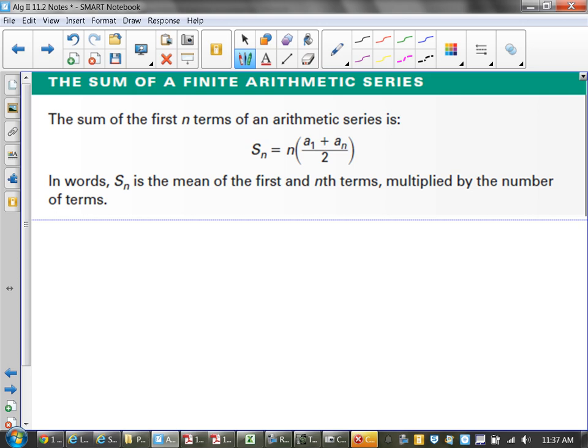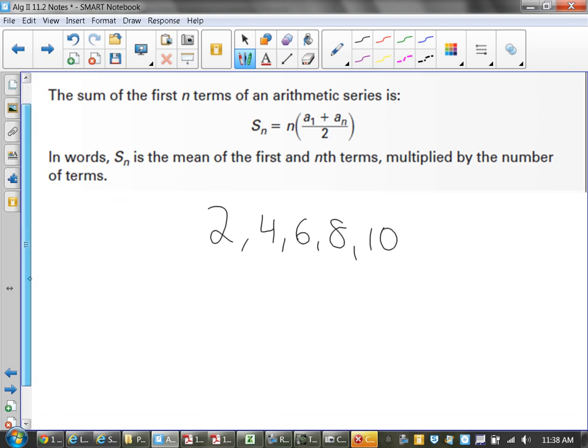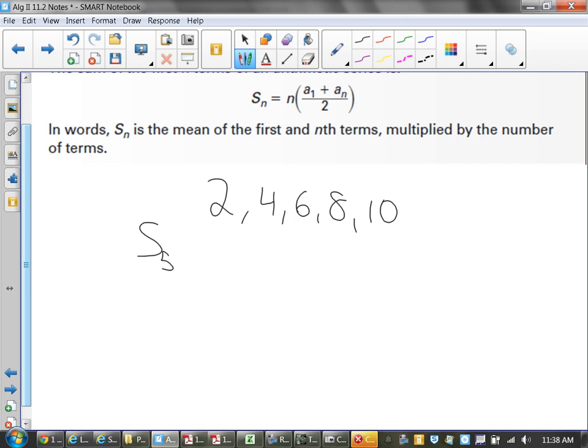Okay? What you're looking at here is, let's say you had a sequence of numbers. You wanted to figure out how much they all add up to equal. If you think back to something that was very easy to work with, 2, 4, 6, 8, 10. If I wanted to figure out how much all 5 of those add up to equal, the sum of 5 of these, well, I'd have to figure out what the 5th term is and substitute through. It's not as bad as it looks.